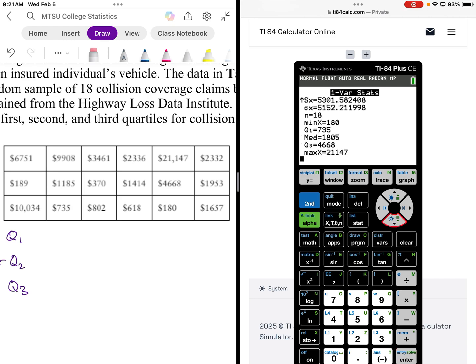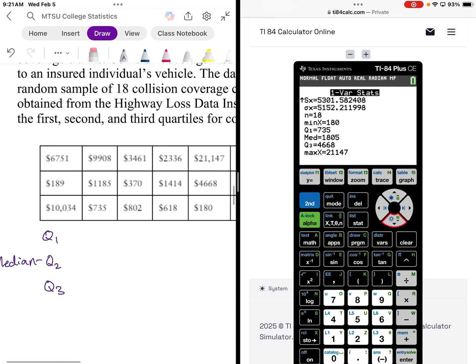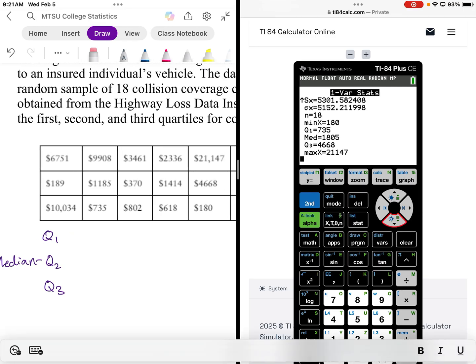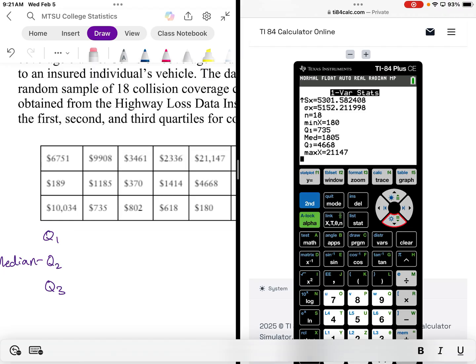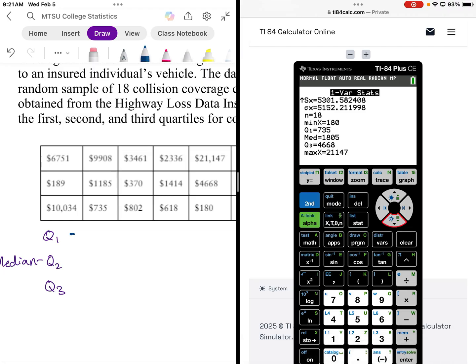Notice we saw the mean. We saw the standard deviations. We don't need those. My Q1 is 735. The median is 1805. And the Q3 was 4668.